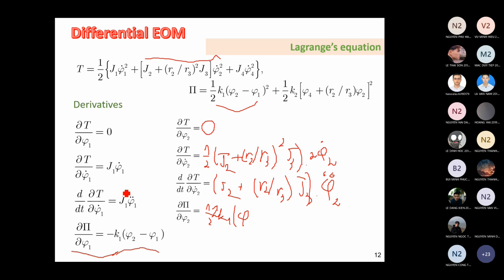Thế thôi à? Thế tại sao tôi lại ra cái trừ K1 nhân phi 2 trừ phi 1 kia? Dấu trừ này đâu ra? Vừa nãy em nói không thấy có dấu trừ. Dấu trừ này ở đâu ra đây ạ?